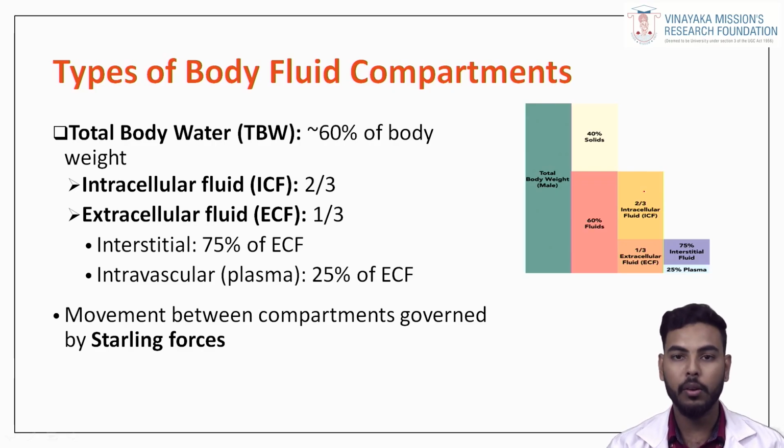So total body water contains that 60% of fluids. That 60% of fluid is divided into two, that is ICF and ECF. ICF is intracellular fluid, ECF is extracellular fluid. ICF covers 2/3 of the fluids and ECF covers 1/3 of the fluids. And again the extracellular fluid is divided into interstitial fluid and plasma. Interstitial fluid covers 75% and intravascular fluid or plasma covers 25% of the extracellular fluid. So this is the overall 100% of the total body weight.